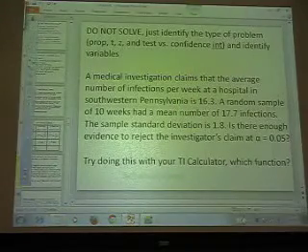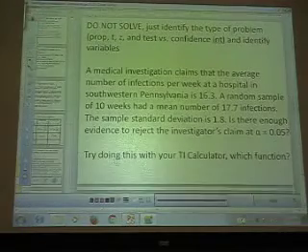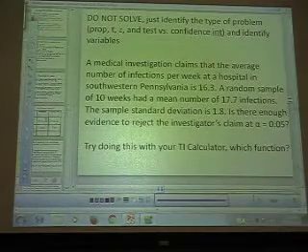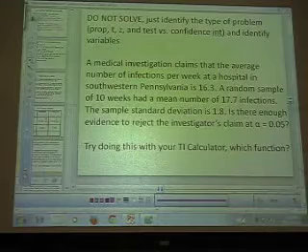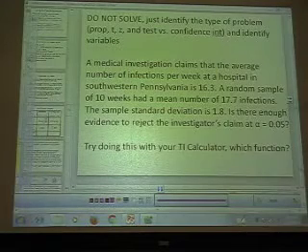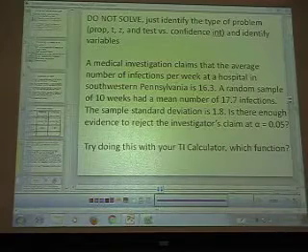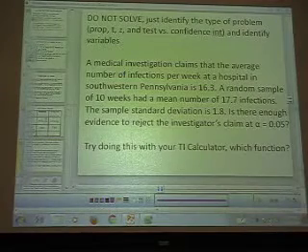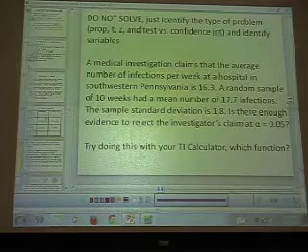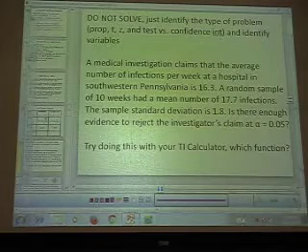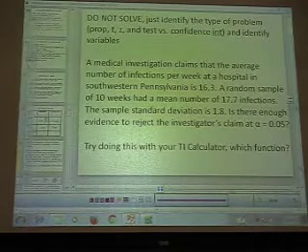So don't solve these. We're just going to do 2 or 3 of these. Just identify the type of problem, whether it's a proportion or a mean, whether it's a T distribution or a Z distribution, or whether it's a test or a confidence interval. So with your neighbor, try to figure out whether this is a mean or a proportion. Just take 15 seconds with your neighbors.